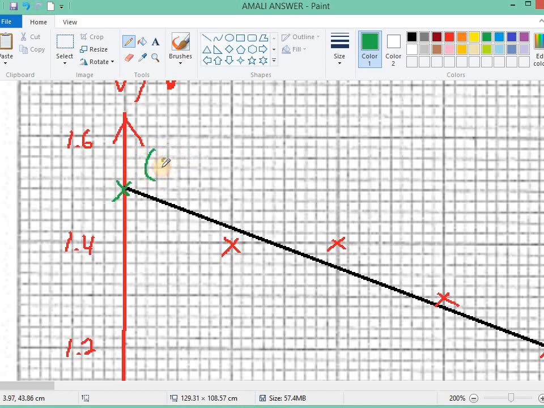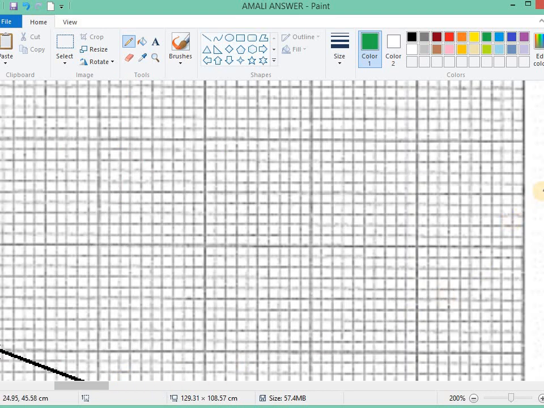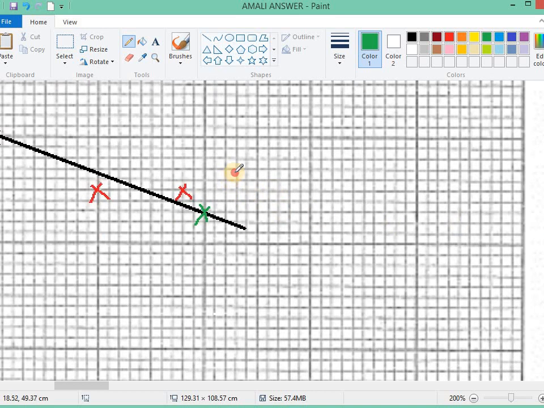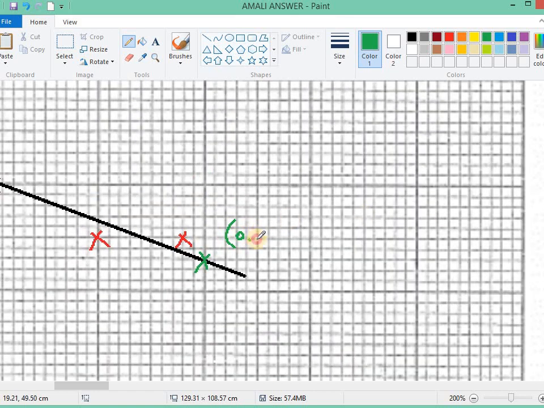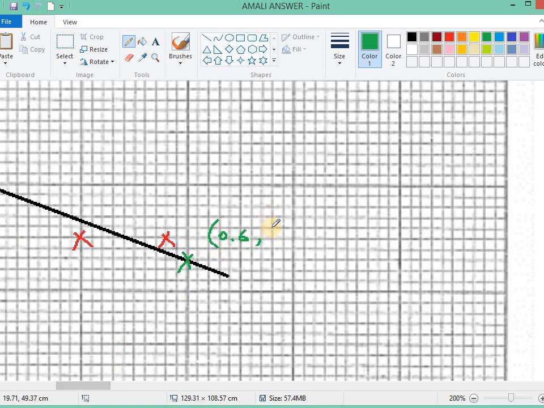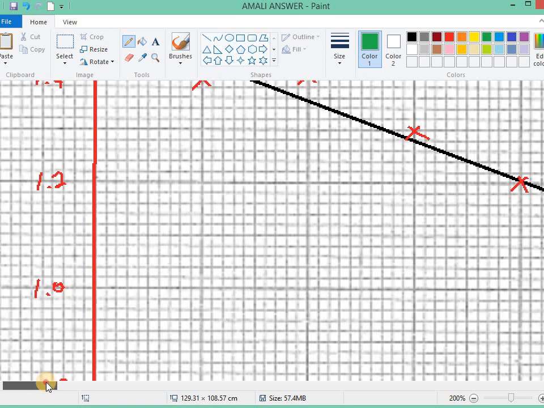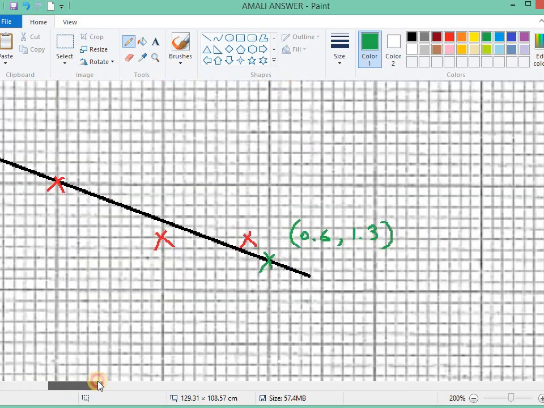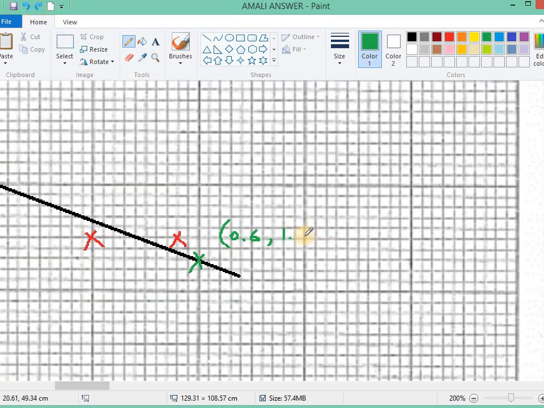For example, this one, the coordinate is going to be 0, 1.5. Okay, and then this one, the coordinate is going to be 0.6, and this will be 1.06. Sorry, 1.06. Okay, 1.06. All right.